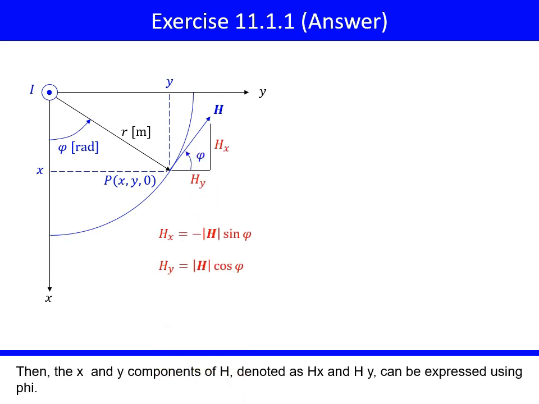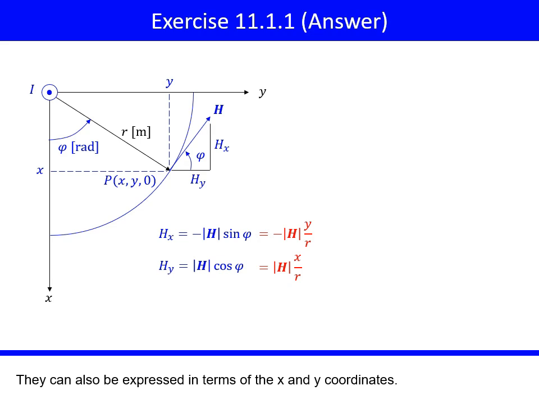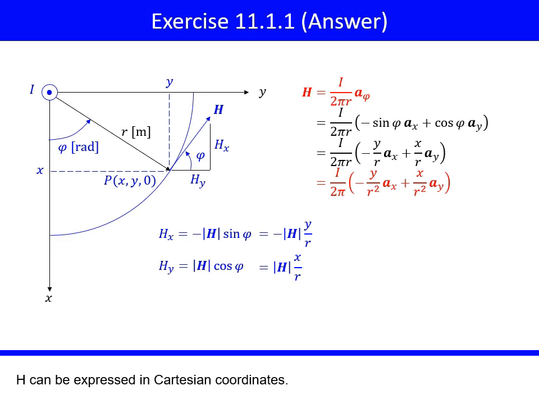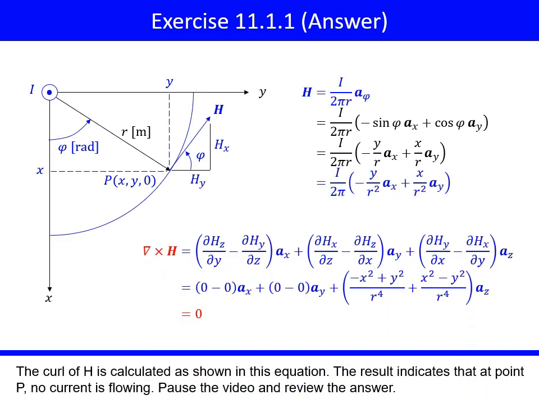Then, the x and y components of H, denoted as Hx and Hy, can be expressed using phi. They can also be expressed in terms of the x and y coordinates. H can be expressed in Cartesian coordinates. The curl of H is calculated as shown in this equation. The result indicates that at point P, no current is flowing. Pause the video and review the answer.